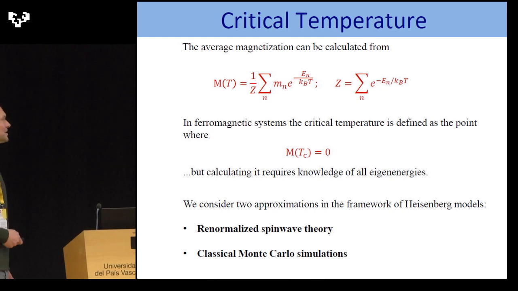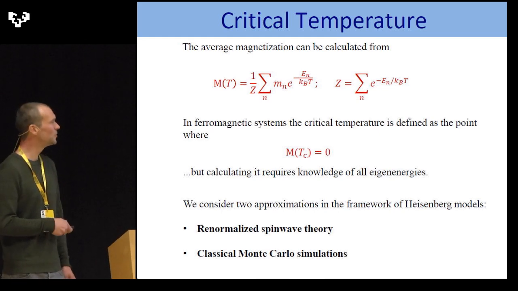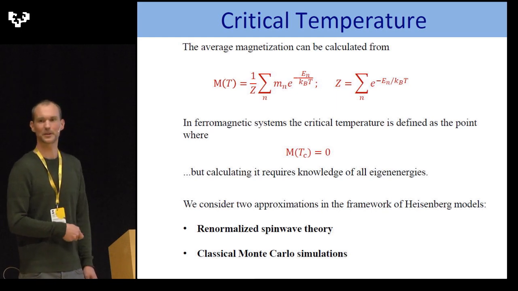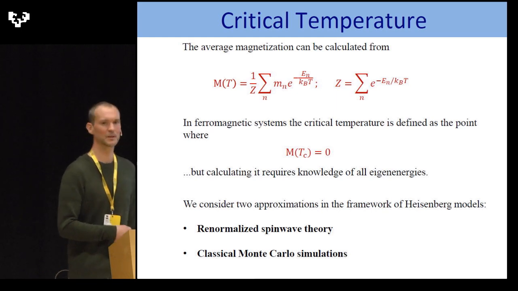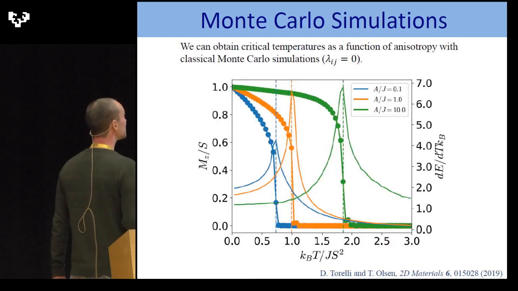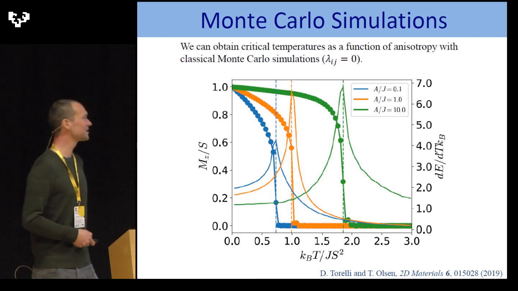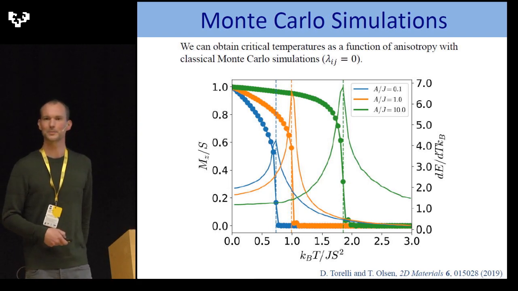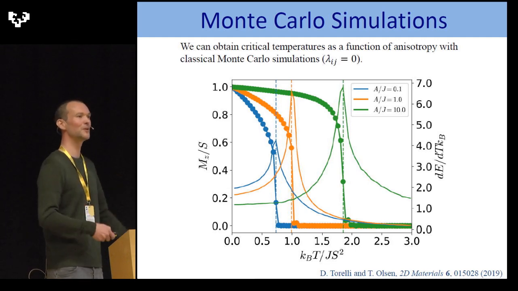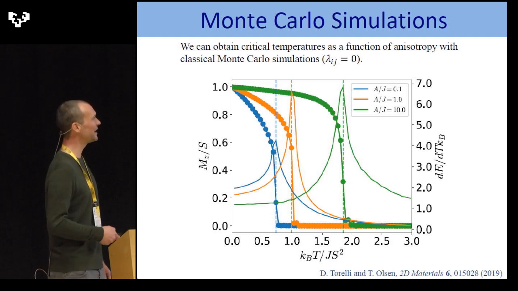We need some approximations. And we consider two approximations here: renormalized spin wave theory and classical Monte Carlo simulations. I think these are the most common approaches to this. So first, the Monte Carlo simulations. This is assuming that the Heisenberg model is a classical one. Just set up a very large unit cell of your magnetic lattice and do these calculations.